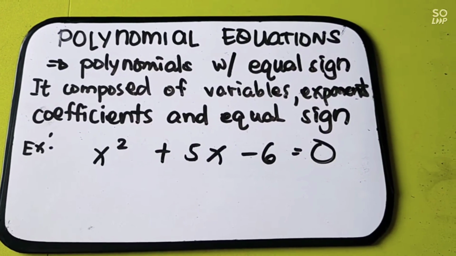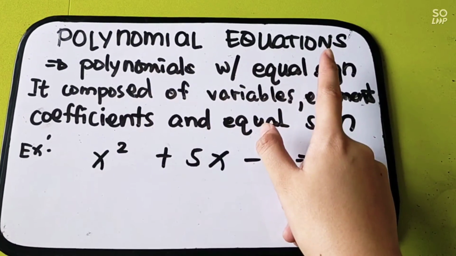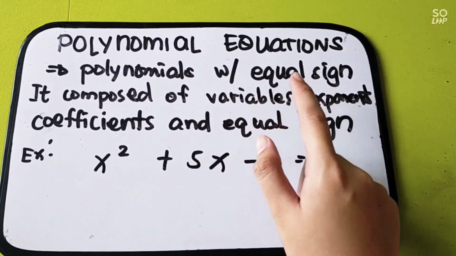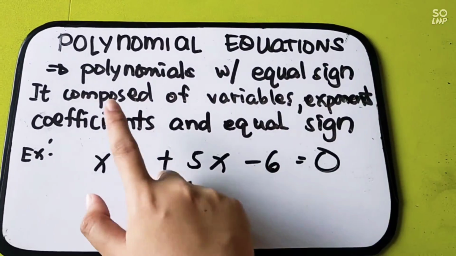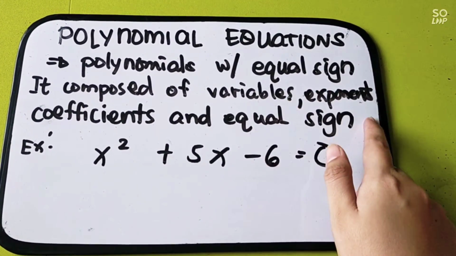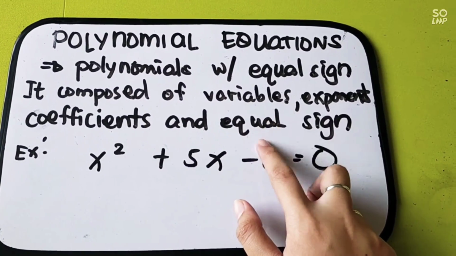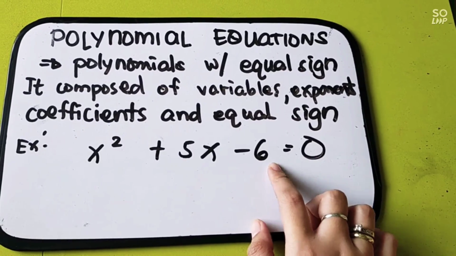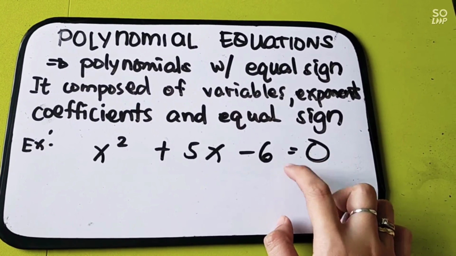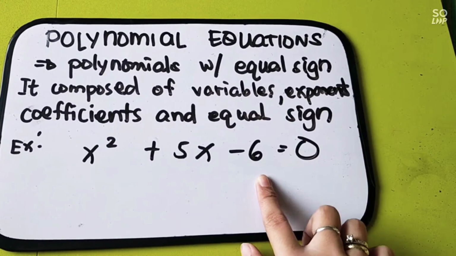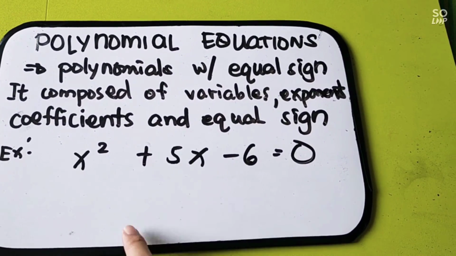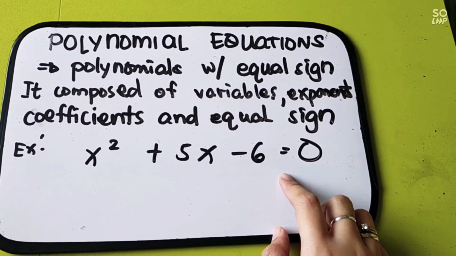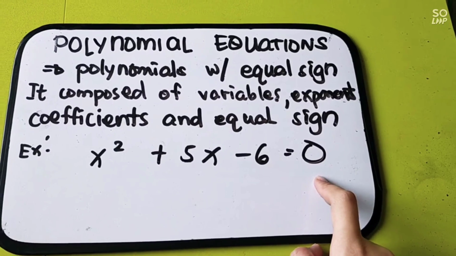Hi guys, let us tackle polynomial equations. When you say polynomial equations, these are polynomials with an equal sign, right? So it is composed of variables, exponents, coefficients, and an equal sign. For example, we have here x squared plus 5x minus 6 equals 0. This is an example of a polynomial equation. There are variables, exponents, and then an equal sign. And as you can see, it always equates to 0.